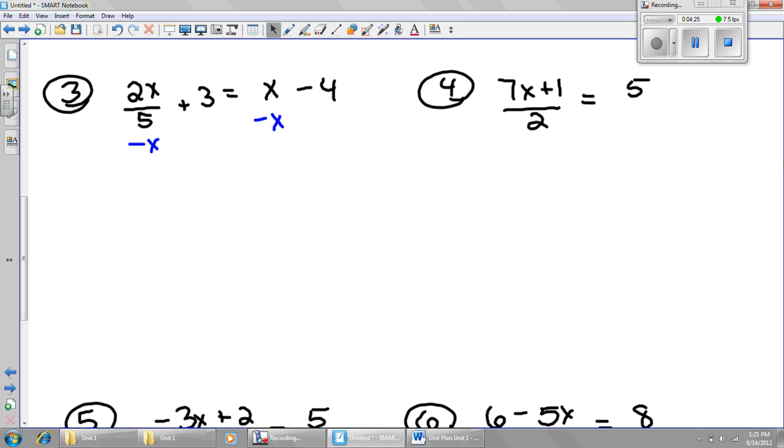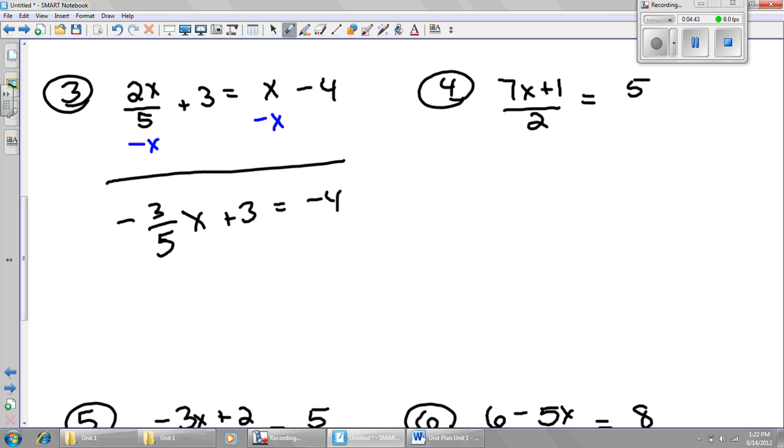Okay, so that being said, let me come up here. My new equation will be negative 3/5. Oops, switched out of draw mode there. 3/5 x plus 3 equals negative 4. Okay, I'll subtract 3 from each side, and I'll have negative 3/5 x equal to negative 7. Now, to undo this fraction, I could divide both sides by negative 3/5, which is a smart thing to do.